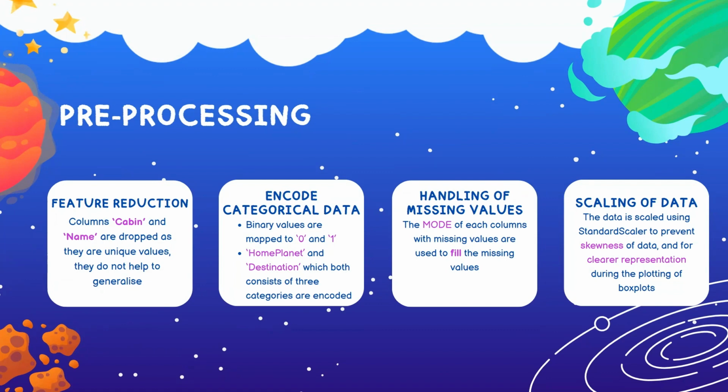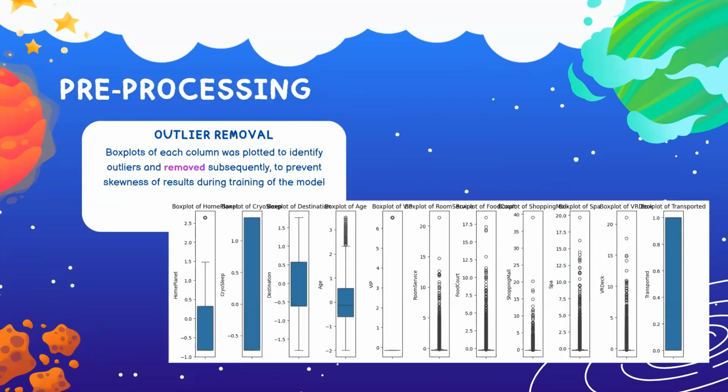After that, we handled the missing values by filling the missing values with the mode of each column. Then, we scaled the data using the Python standard scaler to prevent skewness of data and for clearer representation during the plotting of box plots. Last but not least, we removed the outliers after we plotted the box plot to prevent skewness of results during training of the model.